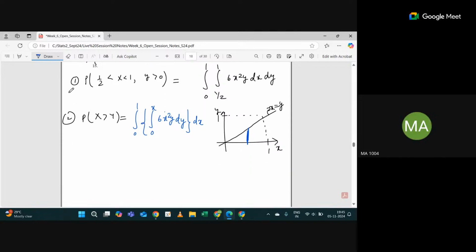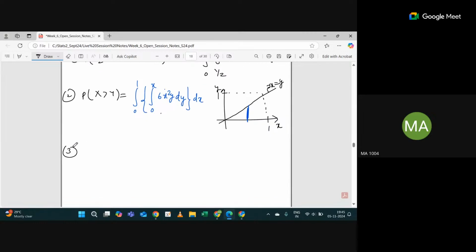Now, tell me, maybe that will be a tricky part for a minute. Tell me, what if y less than x less than 2y? What is the meaning of this? y less than x. Can I write it like this? It means x greater than y, but less than 2y. Can I write like this?